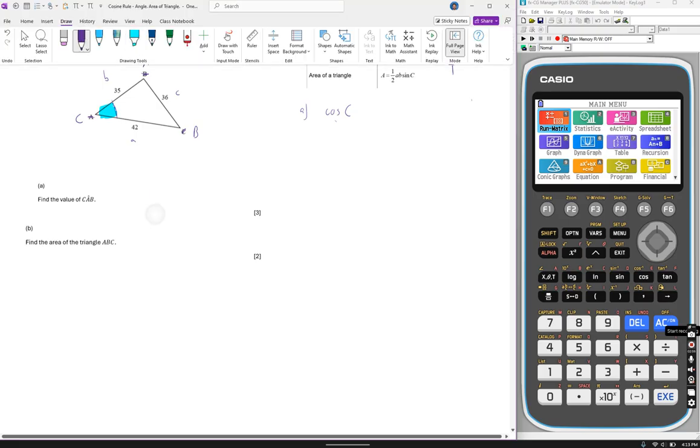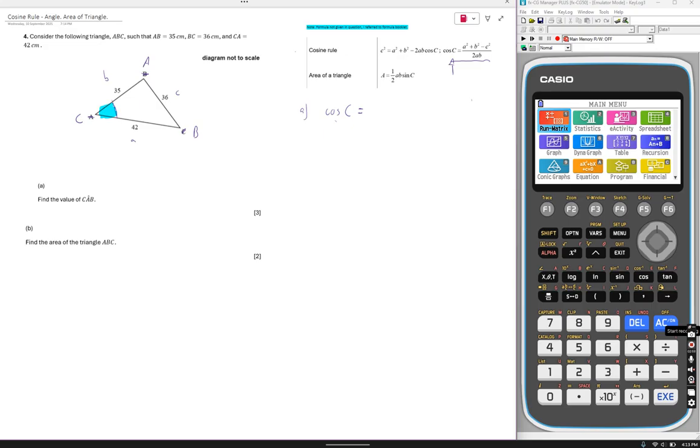Cos of C equals a squared. Well, now I go back to my formula. A squared is going to be 42 squared plus b squared. B is going to be 35, minus c squared, which is going to be 36, divided by 2 times a, which is 42, times b, which is 35.